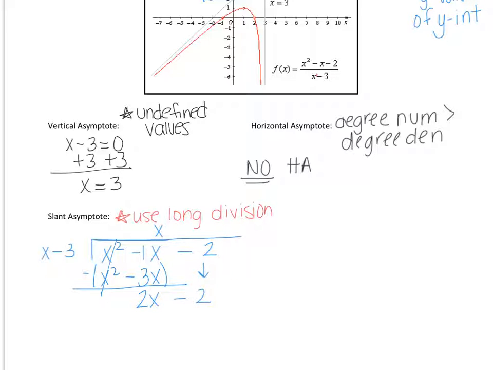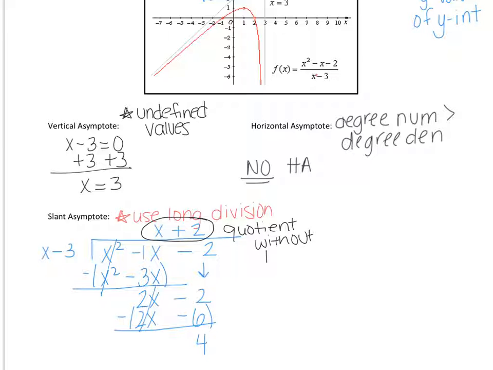Now how do we go from x to 2x? We multiply by 2, and then 2 times x is 2x minus 6, and we subtract. When we do negative 2 minus negative 6, we get 4. Most of the time there's going to be a remainder, but the remainder is not what we're going to look at. So this x plus 2, your quotient without the remainder, is your slant asymptote.